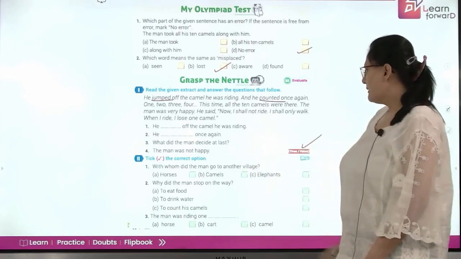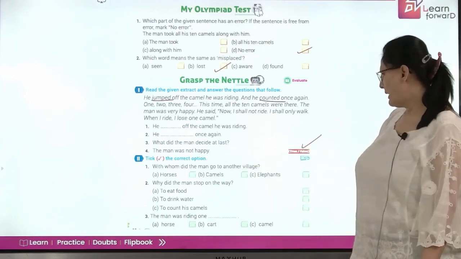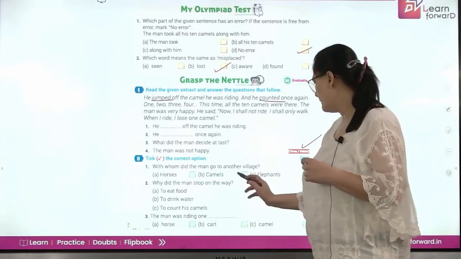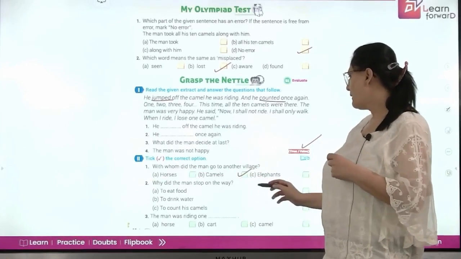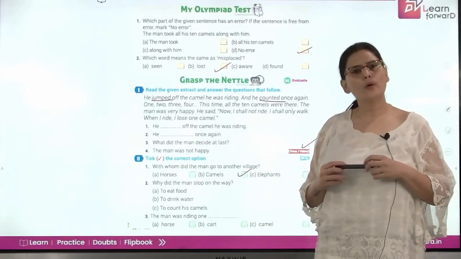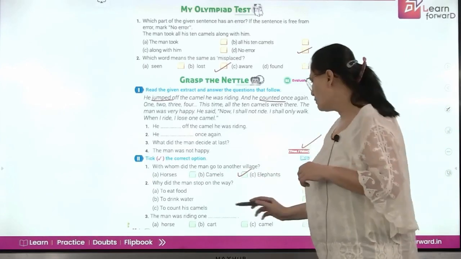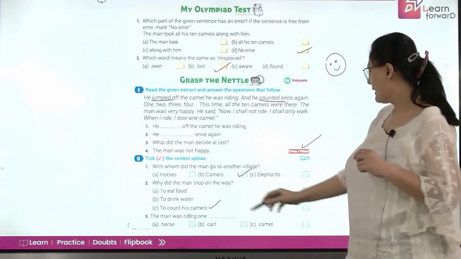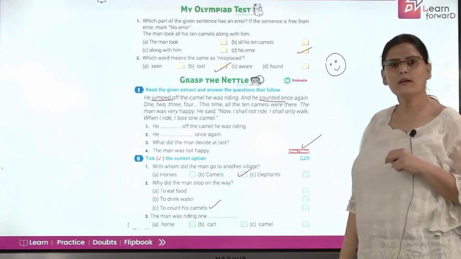Next, with whom did the man go to another village? He went to another village with his 10 camels. Correct. Why did the man stop on the way? To count the camels. Very good. So this is a smiley for you. The man was riding one camel.